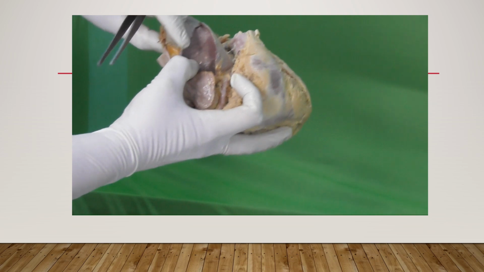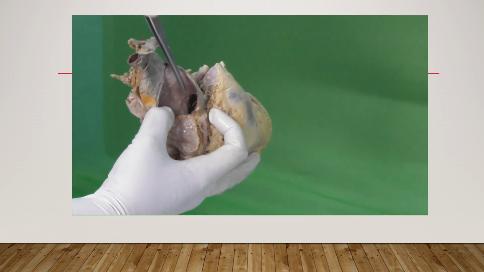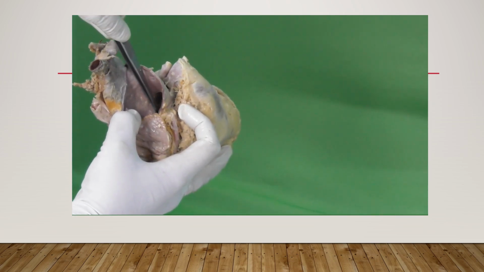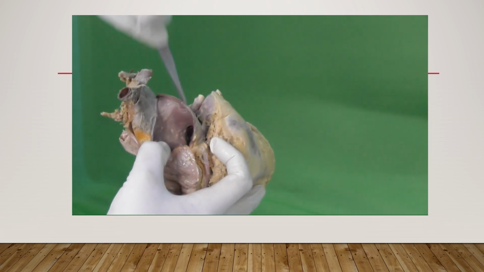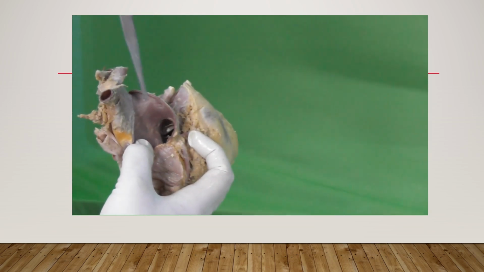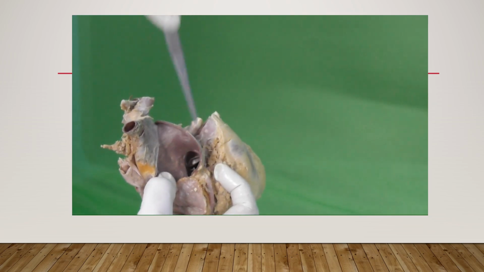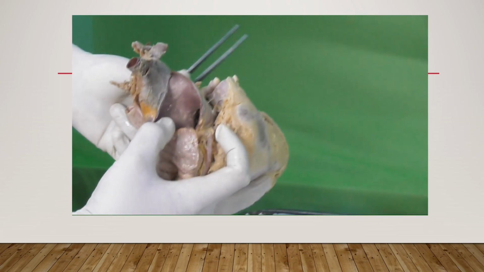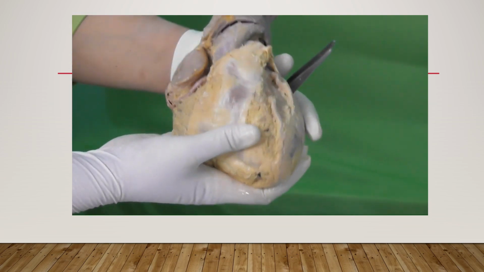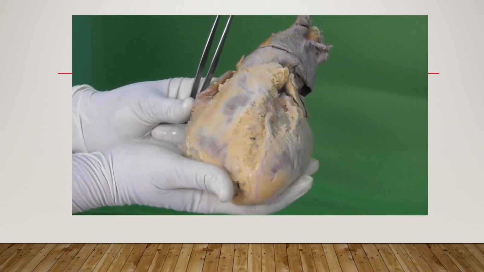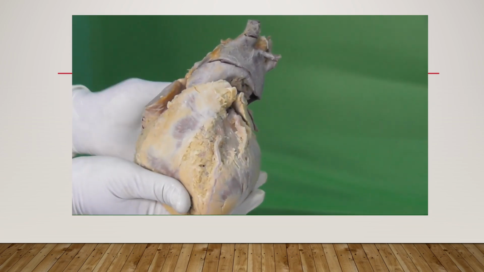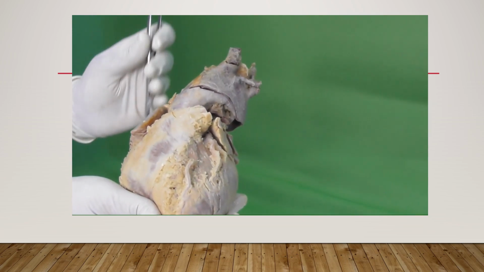After opening the aorta, we can see the semilunar valve. Here we have cut open the aorta, and these are the cusps of the semilunar valve. So this is the semilunar valve which is present inside the aorta. That was all about the interior of the heart.